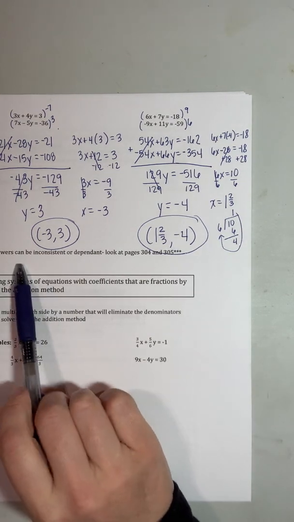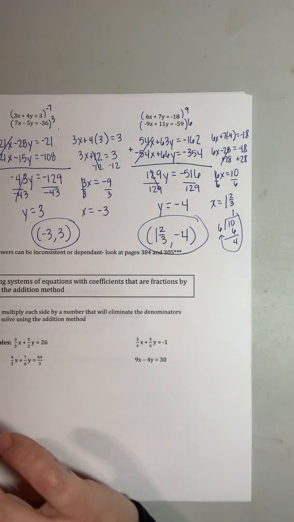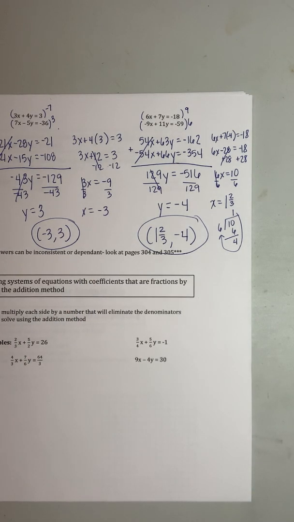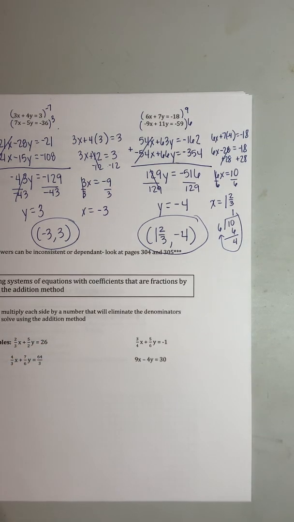Now some answers, if you were to go into the book, will come out inconsistent or dependent. I took those out. We're not going to worry about those for this class, but just know that they are a possibility of answers.